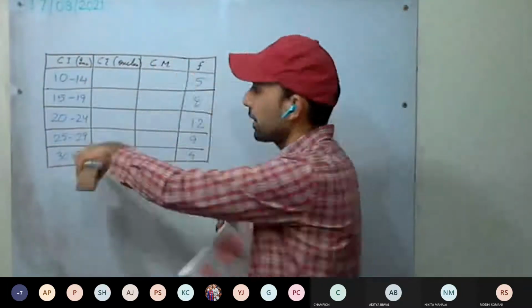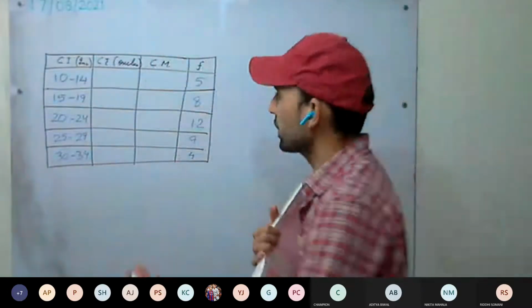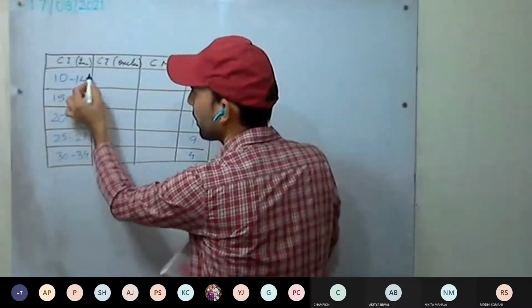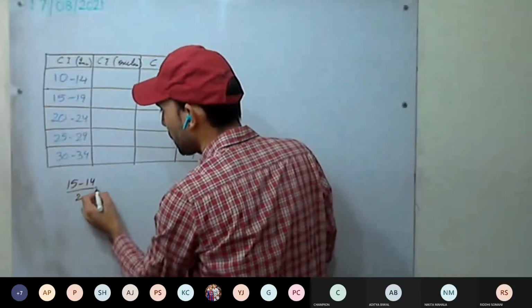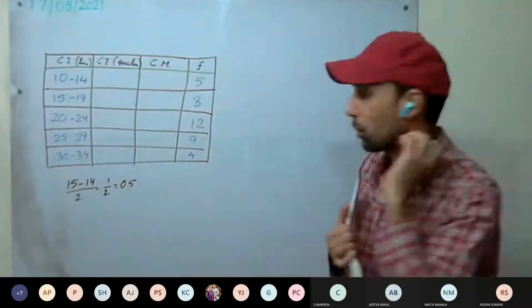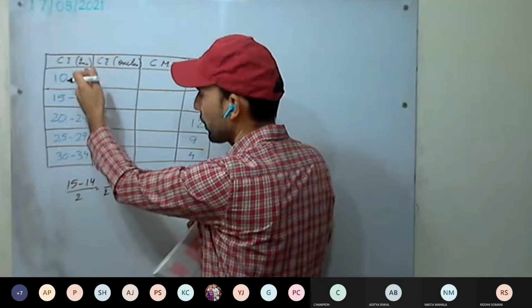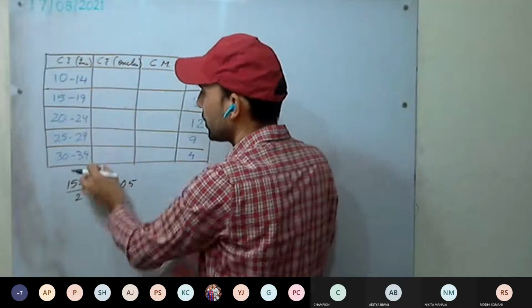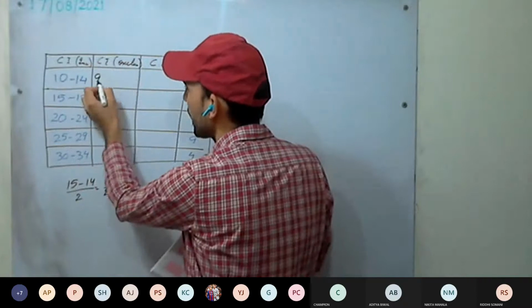Now, these are inclusive. So first you need to find the adjustment factor. So what is the adjustment factor? 15 minus 14 divided by 2. This is the adjustment factor, 1 by 2, that is 0.5. It means 0.5 will be subtracted from the lower limits and 0.5 will be added to the upper limits. We are going to get the actual limits.